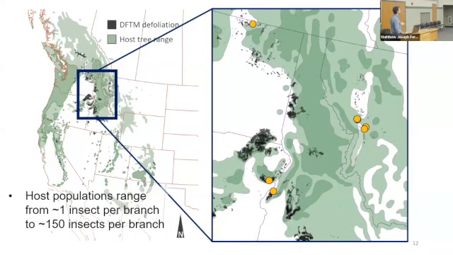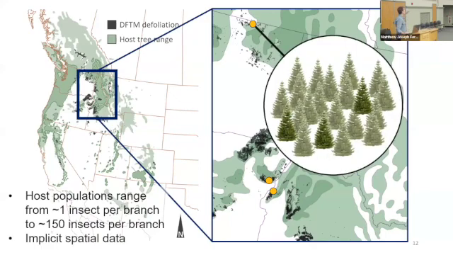We have several populations that we were monitoring, which range over host population sizes from an average 1 insect per branch to an average 150 insects per branch. So that's a large range. And again, we're including this implicit spatial data where we're keeping track of which caterpillars are directly interacting with whom for local contact groups.